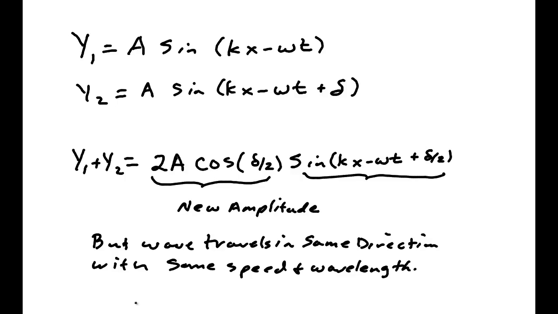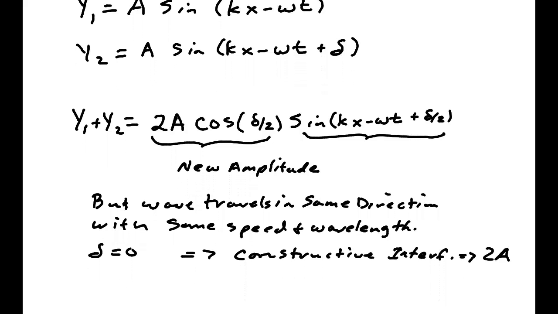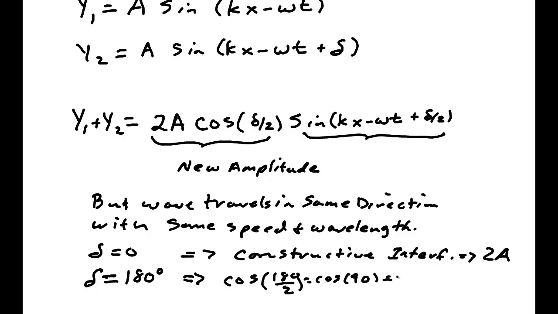Now there's a couple of obvious things. If delta is 0, then we get constructive interference. That is, we get an amplitude twice as big as our original amplitude. But if delta is 180 degrees, that is, if the wave was upside down compared to the first, like in the example that we looked at earlier, then you get the cosine of 180 over 2, which is the cosine of 90, which is 0.